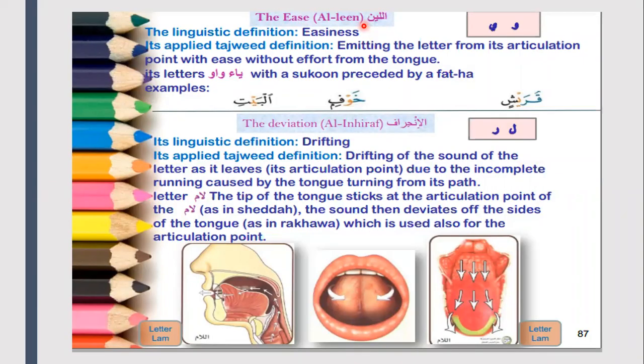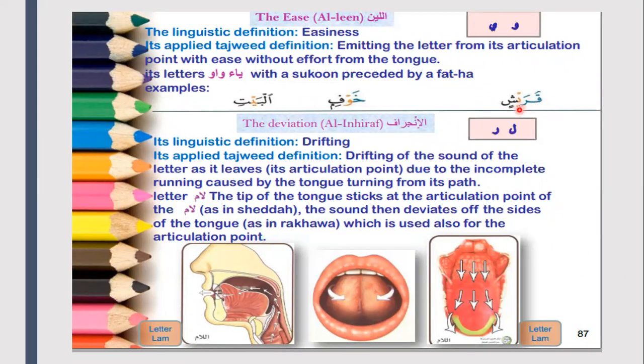They are preceded by a fatha. If you see in these examples below, there are the letters of lean, ya, waw, and ya. There's no alif here, and each one of them is preceded by a fatha. And the harf lean always has a sukun on it. They are not lengthened, so they are not mud letters. We do not lengthen them for two counts.